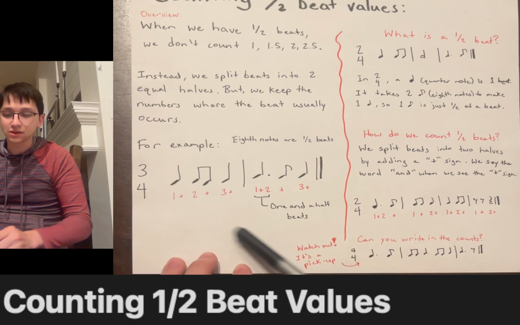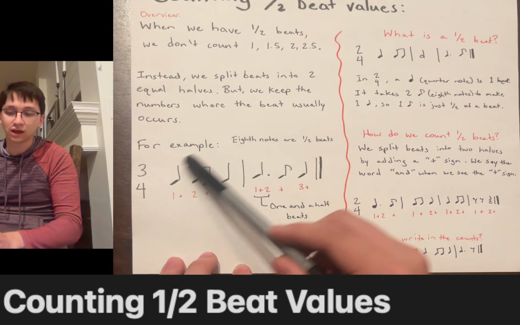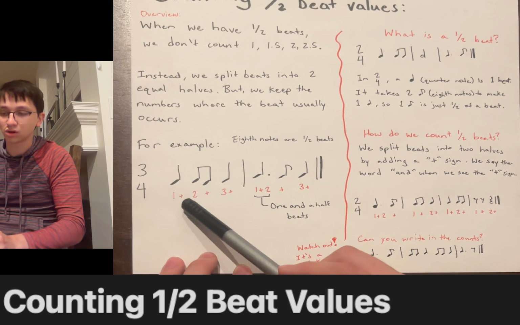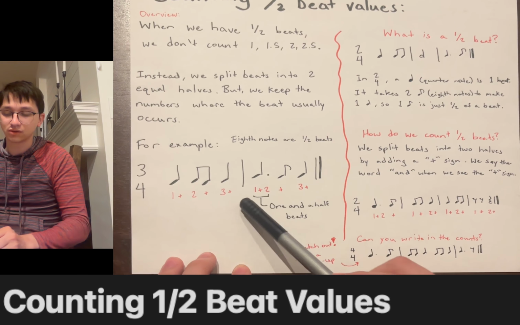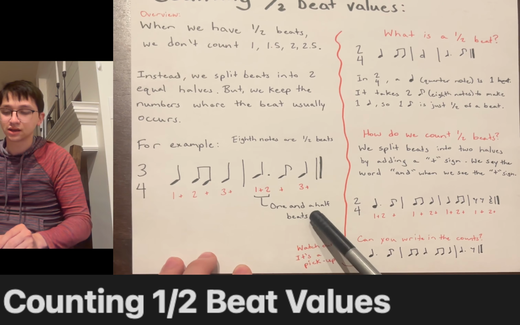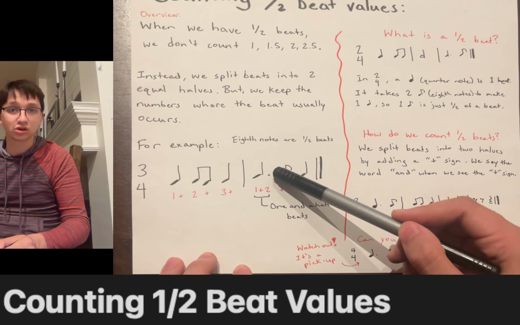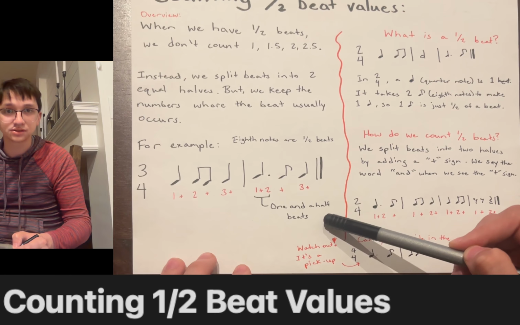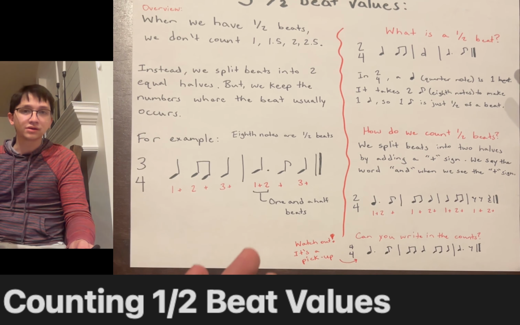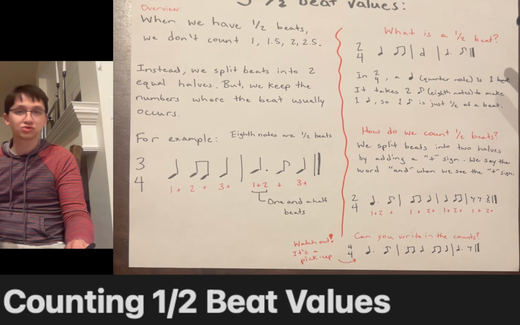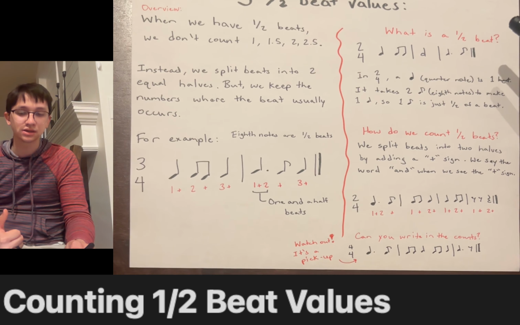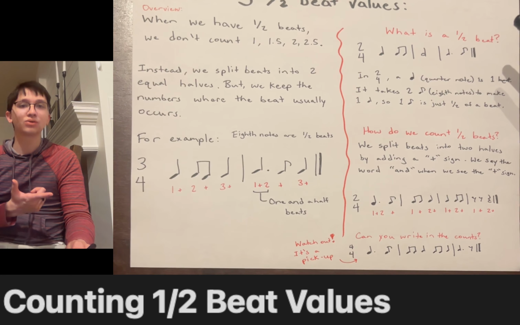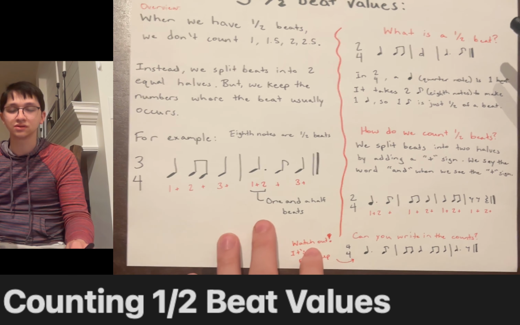This is how counts written in would look. We have 1 plus 2 plus 3 plus, and then 1 plus 2 plus 3 plus. Something I've put in here is the fact that the dotted quarter note is equal to 1.5 beats. But a lot of that's quite confusing unless we understand, first, what exactly is half of a beat, and second, how do we actually count these things? What do the pluses even mean?